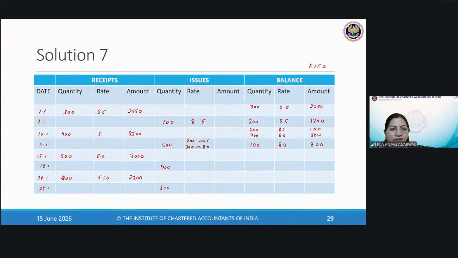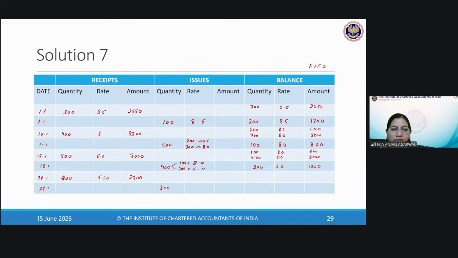Then you again have a receipt of 500 at the rate of 6. So on this date, you will have 100 into 8 and 500 into 6. Of the 400 units, which will go? These 100 will go first and the remaining 300 will go from the 500 lot. So 100 into 8 have now gone and 300 into 6 will go. So what will remain is 200 at the rate of 6.